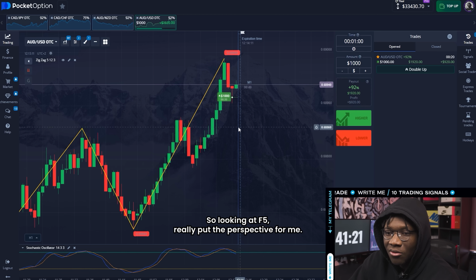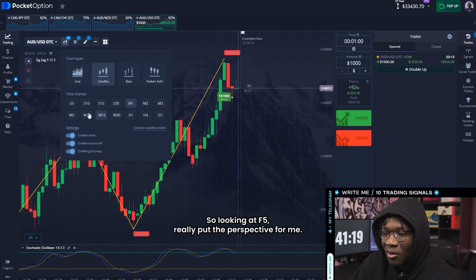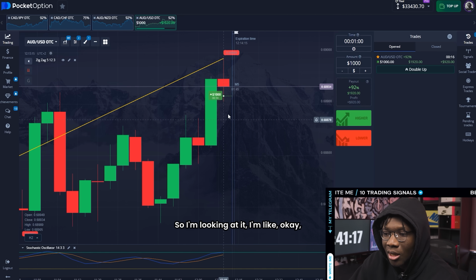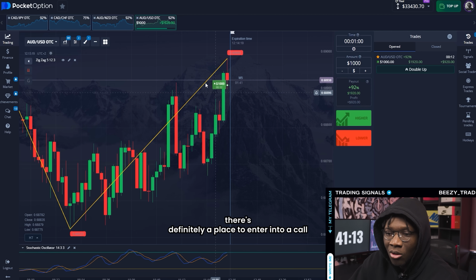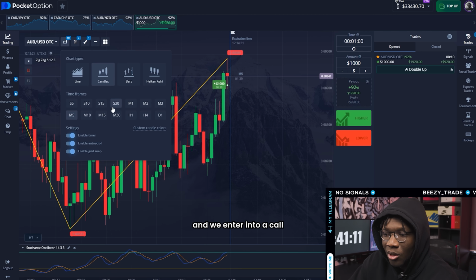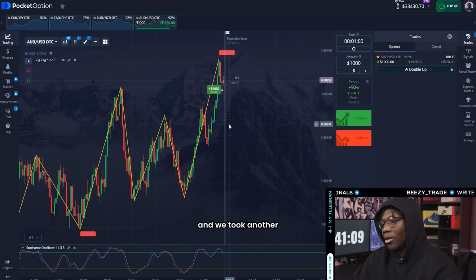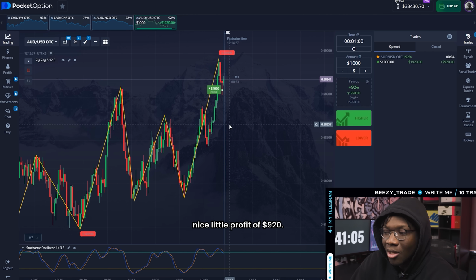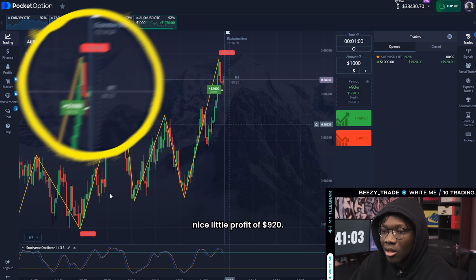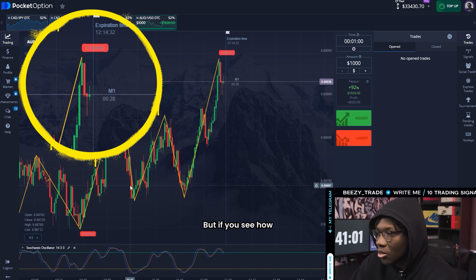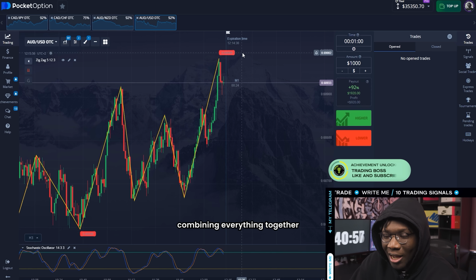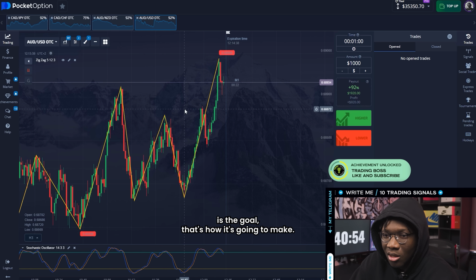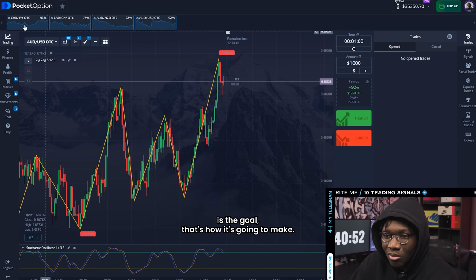And then you can see where that candle ends, and that's why. So looking at M5 really put the perspective for me. So I'm looking at it and I'm like, okay, this is definitely a place to enter into a call. And we entered into a call and we took another nice little profit of $920. But you can see how combining everything together is the goal. That's how it's going to make money.